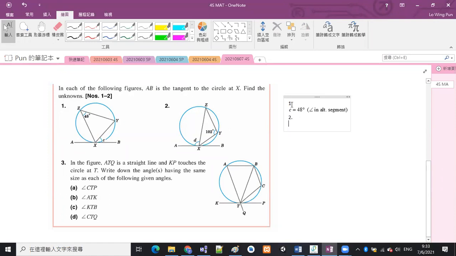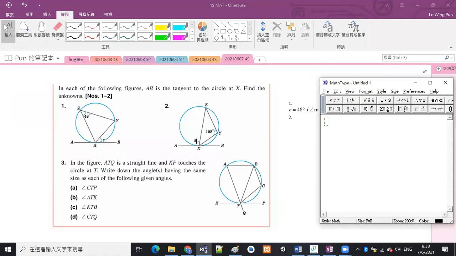And then question number 2. The small letter d is the angle between the tangent AB and the chord XZ. Angle between tangent and chord, D. Okay, and the 102 degrees will be an angle at circumference looking at the same chord and on the other side of the circle. So D will be equal to 102 degrees directly. Okay, so this is the angle in alternate segments.